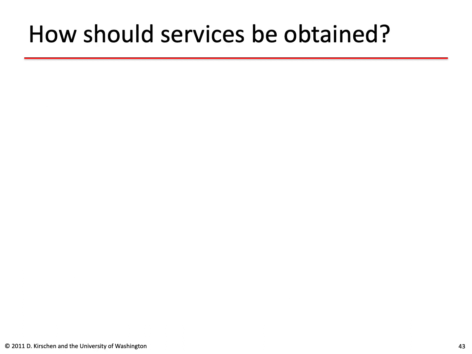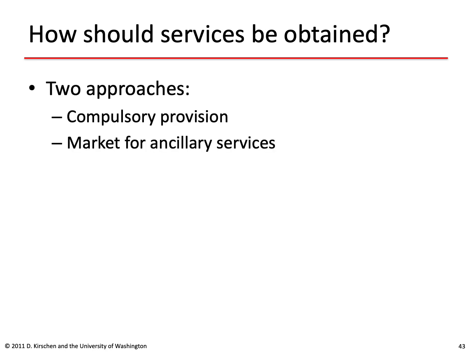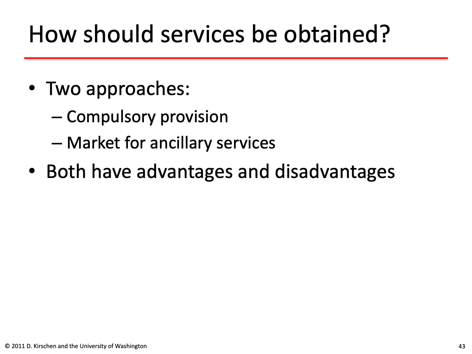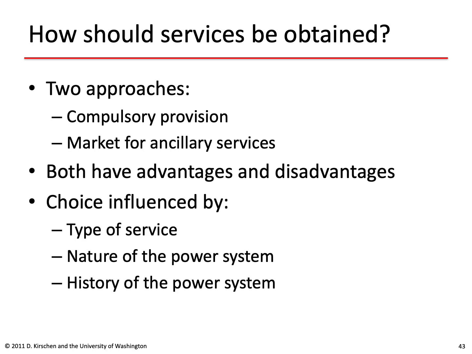The next question is, how should these services be obtained? Well, there are really two approaches. One is to make the provision of services compulsory, and the other one is to create a market for ancillary services. Both of these approaches have advantages and disadvantages, and the choice will be influenced by the type of service, the nature of the power system, and also by history. How did we get there?